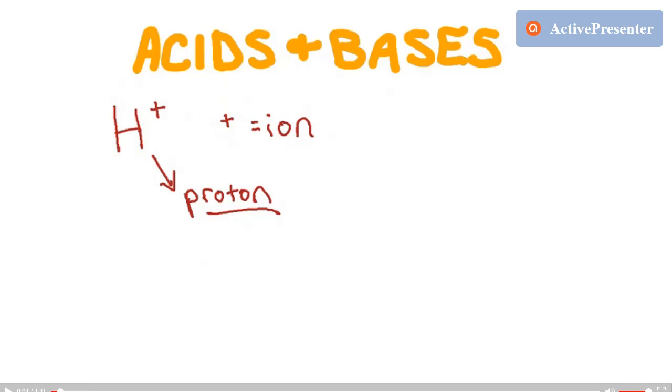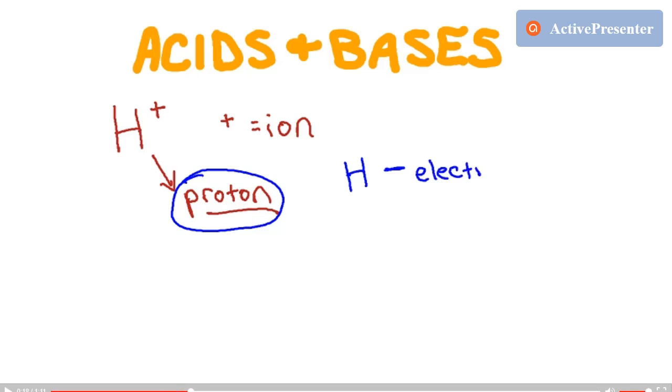So back to acids and bases. This hydrogen plus is also called a proton, because it's a hydrogen minus the electron. And an electron is a -1, so an H minus a -1 equals an H positive.